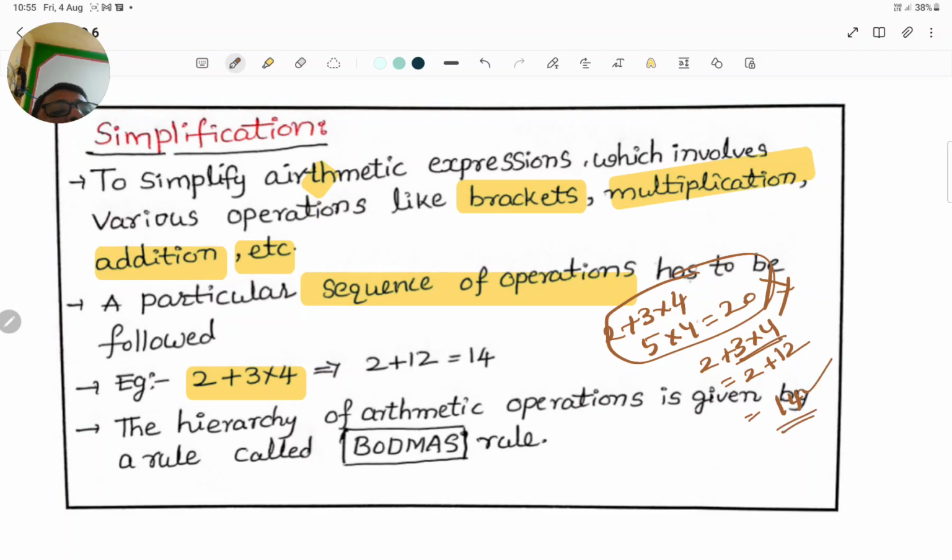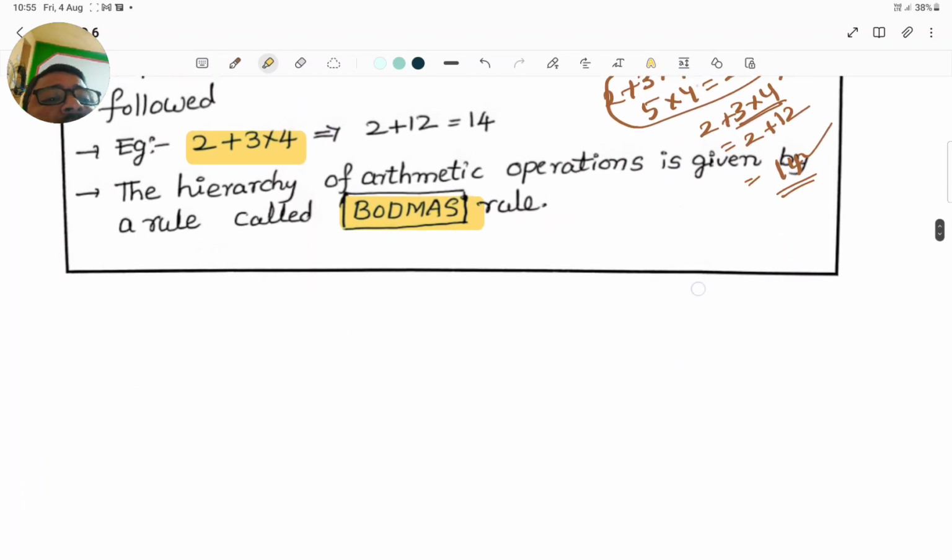That's why we have to follow the sequence of operations. What is the sequence of operations? Here the hierarchy of arithmetic operations is given by the rule called BODMAS. Based on the BODMAS rule only can we simplify the problem. Now what is the BODMAS rule? Now we will start.